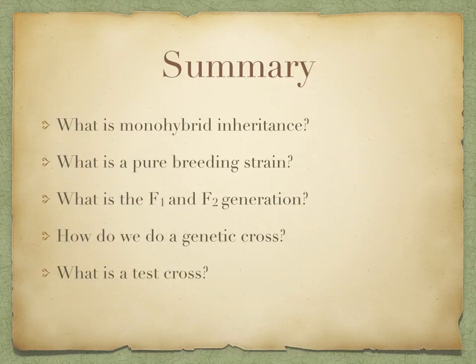And remember how to do a test cross. It's used to find out if an organism is homozygous dominant or heterozygous. And remember your ratios. Remember that when you cross it with an organism that is homozygous recessive, if your plant was homozygous, then all of your offspring will show the dominant characteristic. If your plant was heterozygous, only 50% will show the dominant characteristic. And that concludes our lesson, the end.